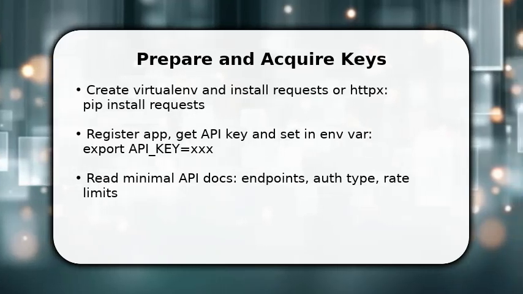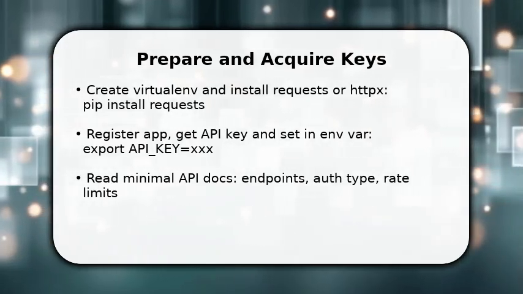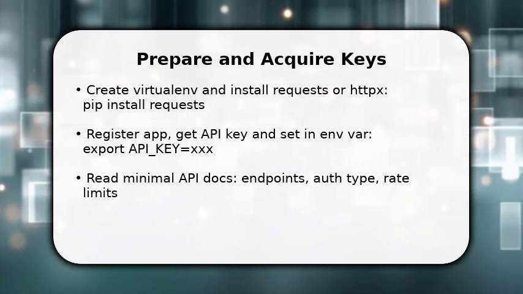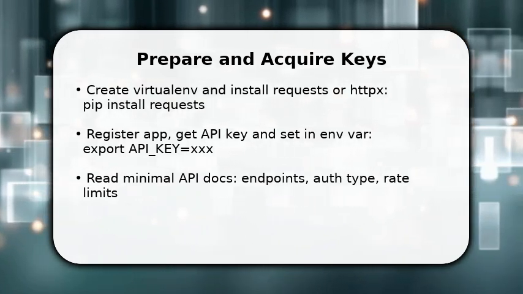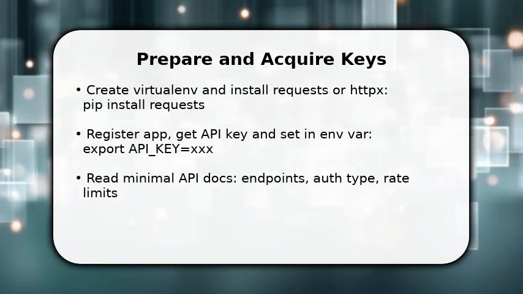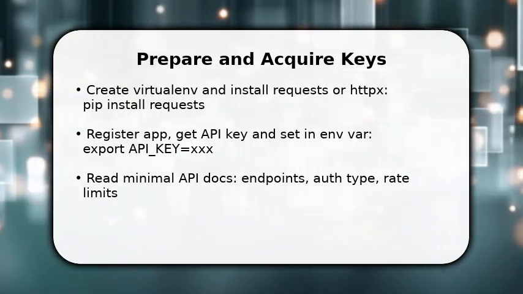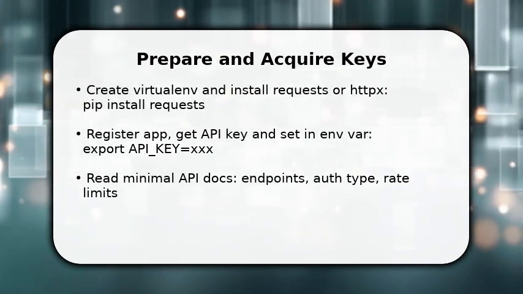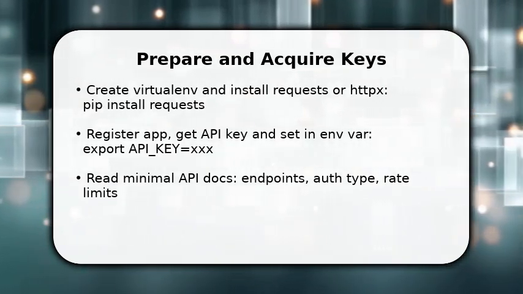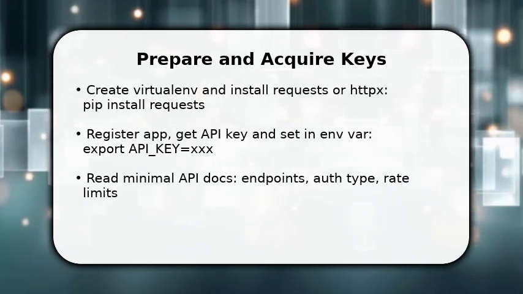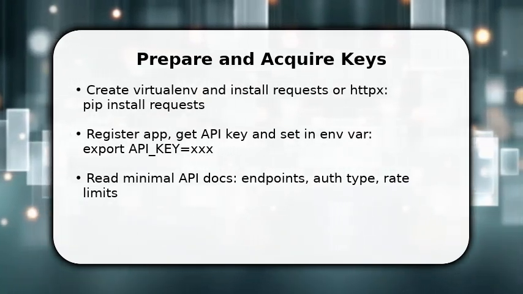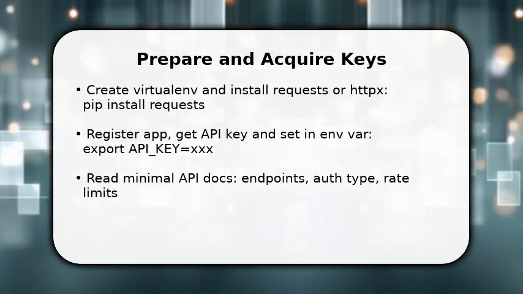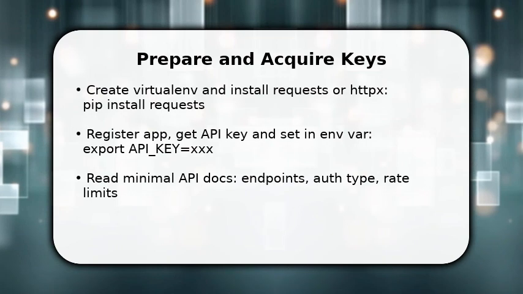You start by creating a clean environment and installing a client like requests. This prevents dependency conflicts. Once done, register your application with the provider to obtain an API key and immediately store it in an environment variable so you never hard-code secrets. Then make a quick pass through the API docs to confirm endpoint paths, required headers, payload format, and rate limits. Doing that upfront saves debugging time and clarifies the first request you will send.